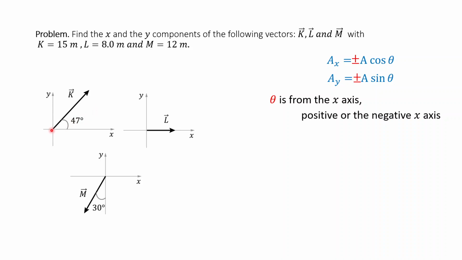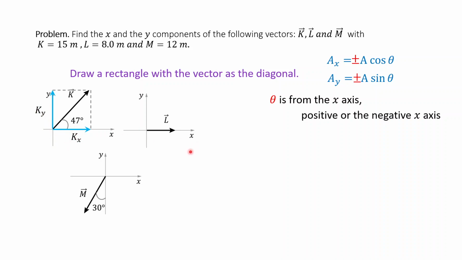Let us find the components of this vector, k vector. You need to draw a rectangle with the vector as the diagonal. Now this is the x component and this is the y component. So this is kx and this is ky. Now the x component is kx equal to, you need to look at the direction of this vector. This vector points to the positive x direction. So it should be positive. You put a plus sign. For a plus sign, you don't have to put the sign.